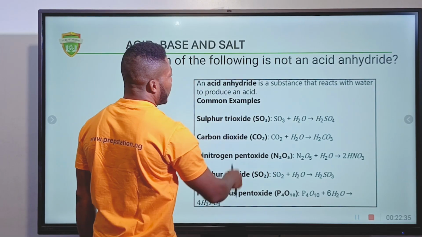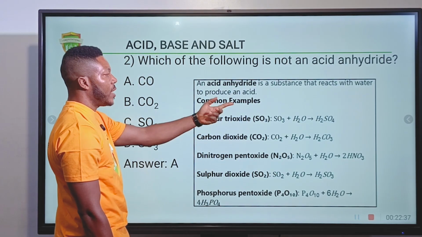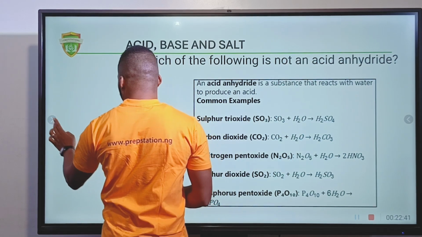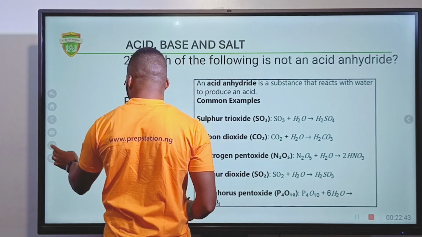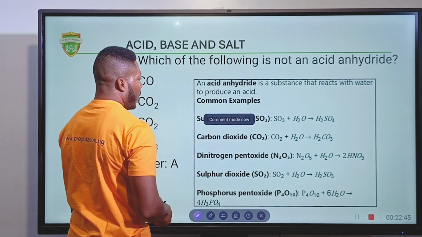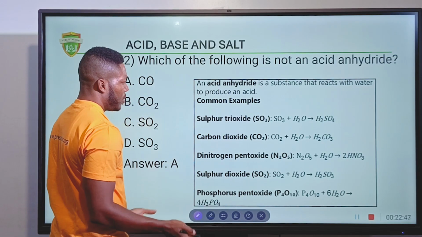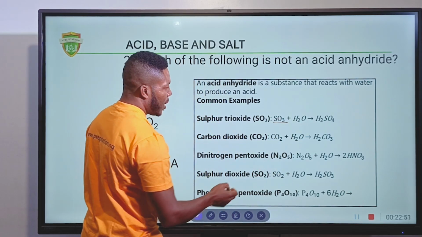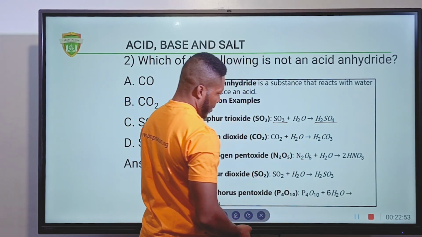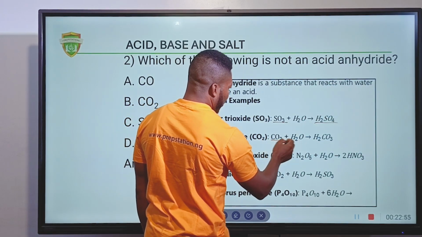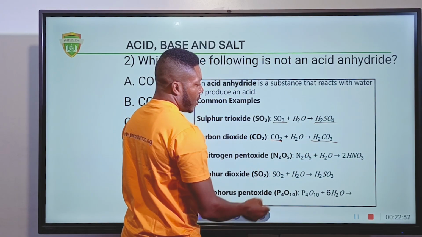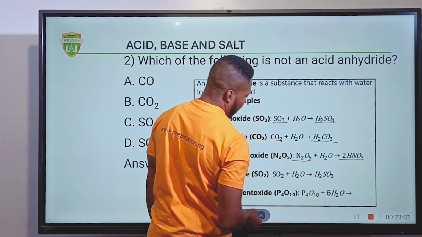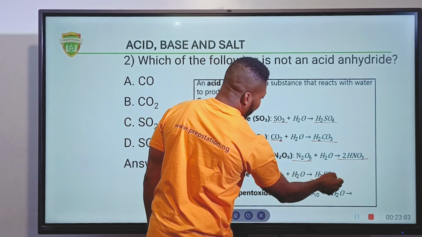An acid anhydride is a substance that reacts with water to produce an acid. So any substance that when we react with water gives us an acid is called an acid anhydride. Apart from the one in the option, see other examples. SO3, when we react with water, gives us an acid. What of CO2? It gives us an acid. What of N2O2? It gives us an acid. What of SO2? It gives us an acid.